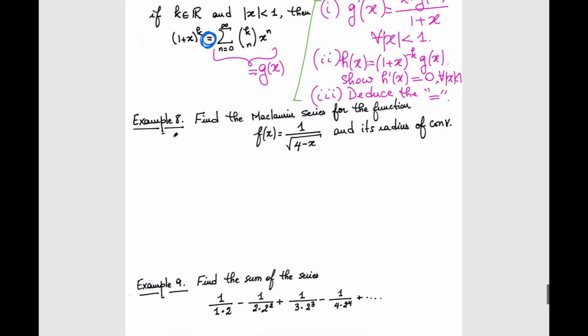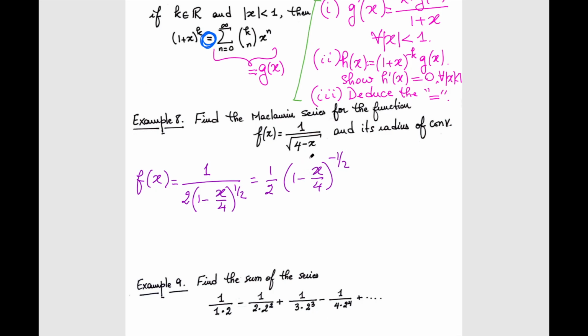All right, example 8. Find the Maclaurin series for the function f of x equals 1 over square root of 4 minus x and its radius of convergence. Well, f of x is equal to 1 over square root of 4 minus x. I can push out a 4 and factor. So I can write 1 over 2 times (1 minus x over 4) to power half. Agree with this? And this is the same as 1 over 2 times (1 minus x over 4) to power negative half.